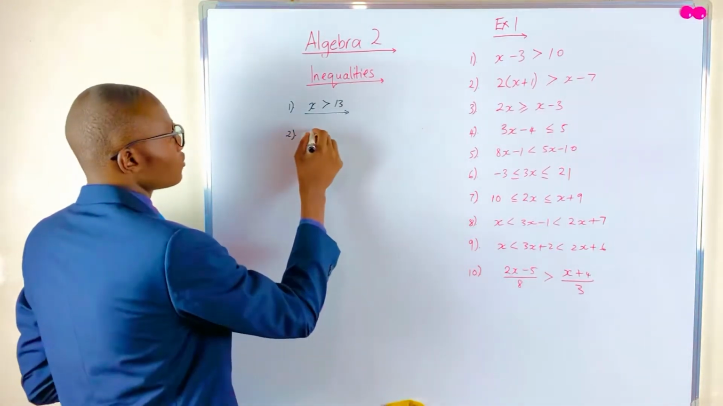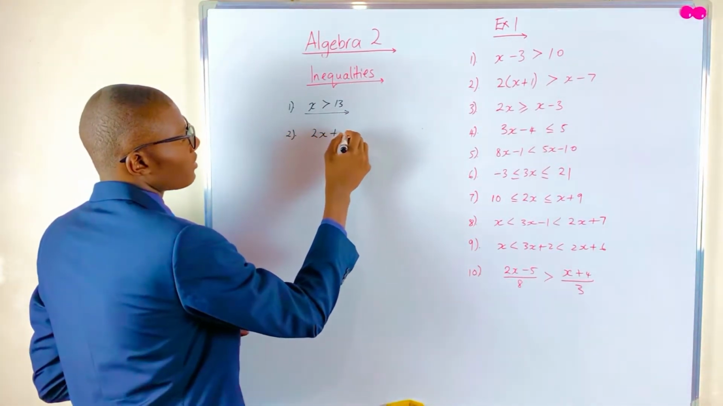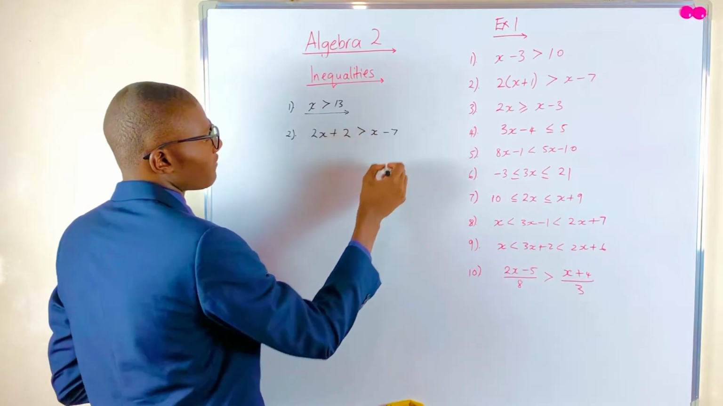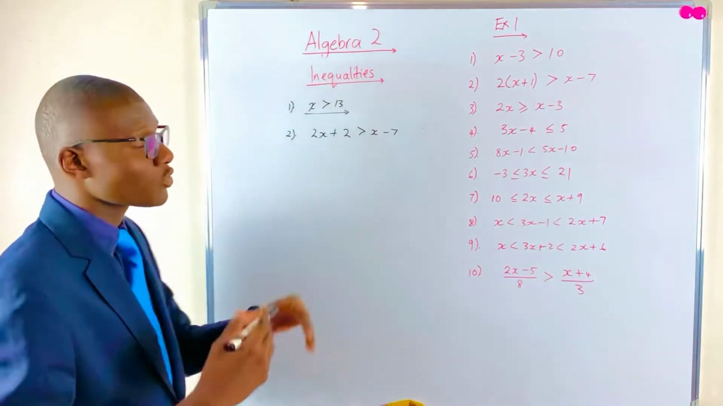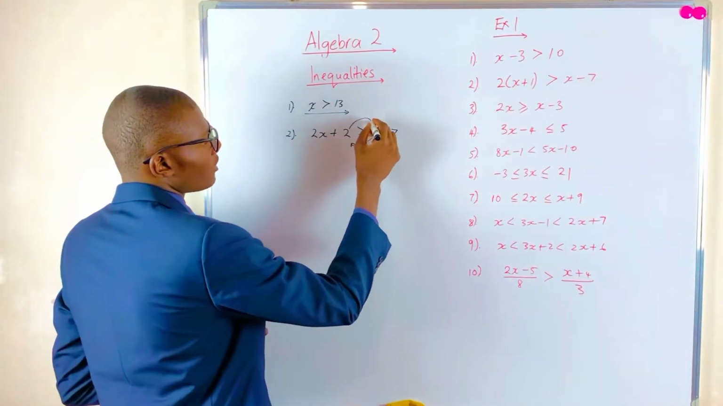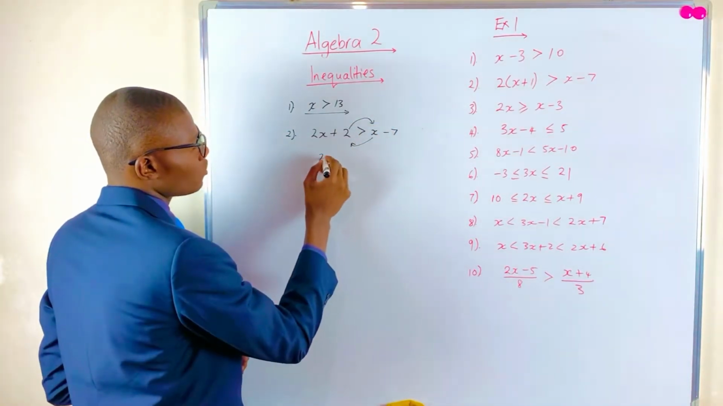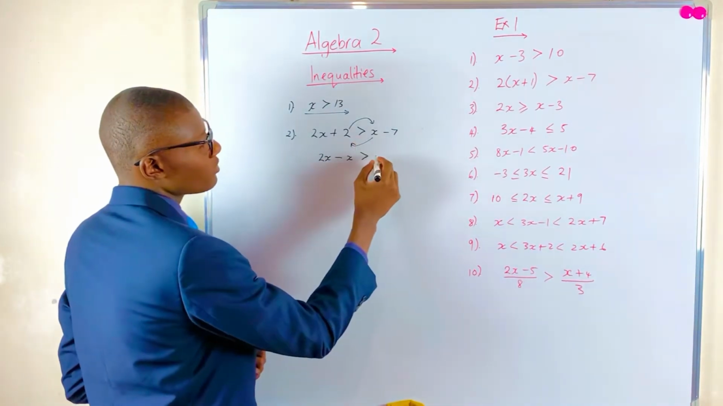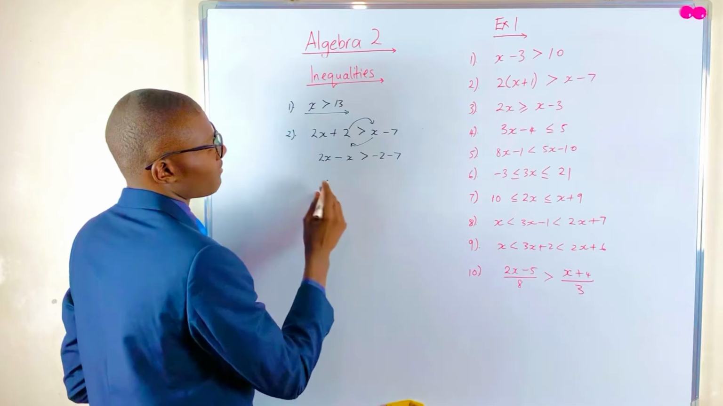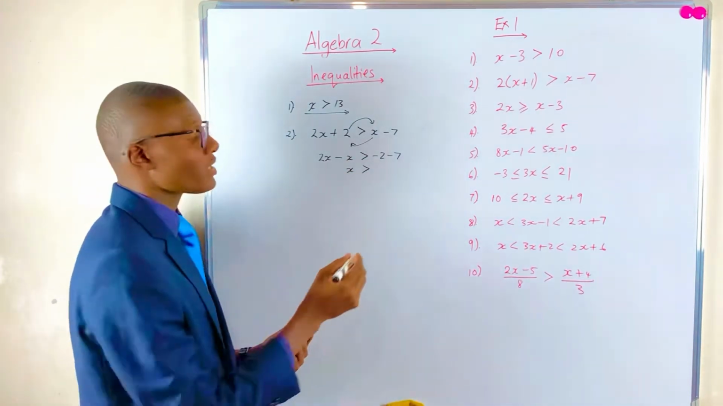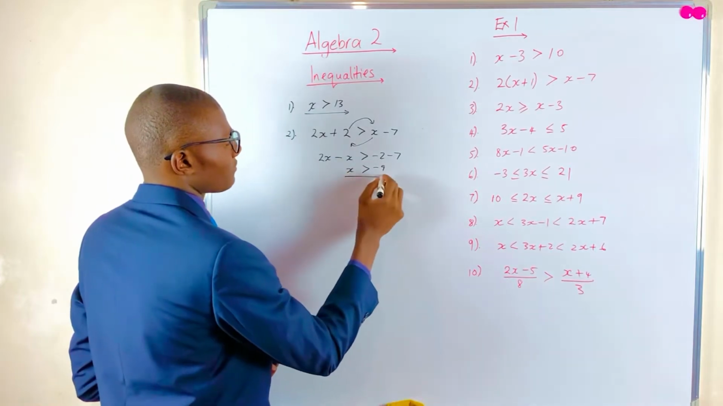Then for number 2, first of all, what we could do is to remove these brackets. So we've got 2 times x, 2x, plus 2 times 1, that's 2. And that is greater than x minus 7. Our next step would be to group like terms. So we're taking x to the left hand side and 2 to the right hand side. So 2x minus x is greater than, this 2 becomes a -2, and -7. Such that we've got x being greater than -2 minus 7, which will give us -9.